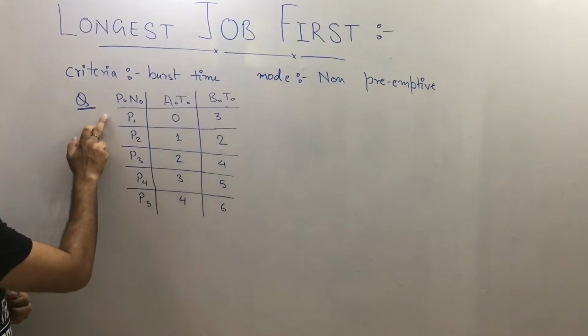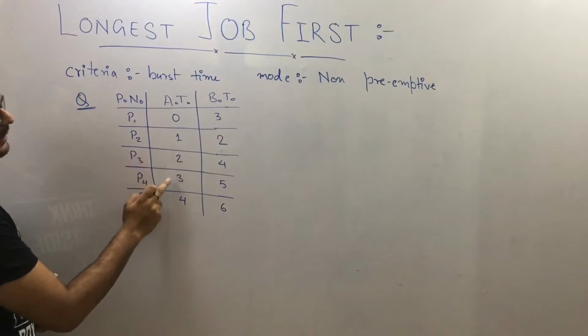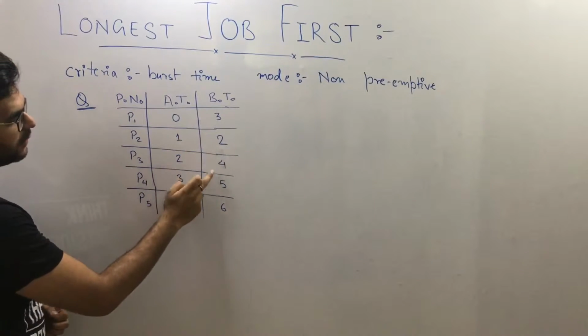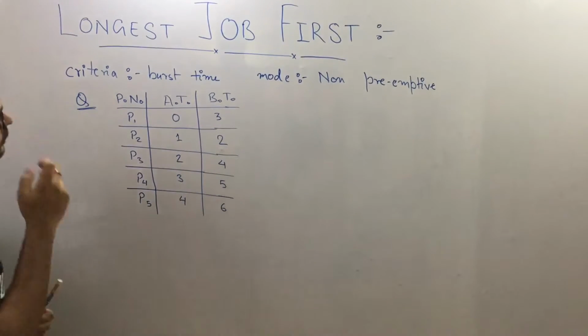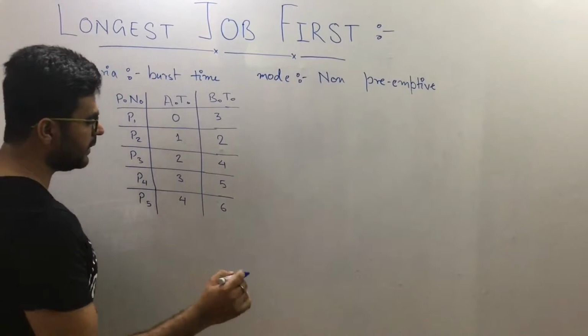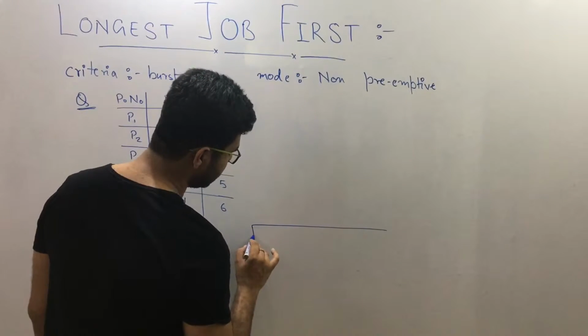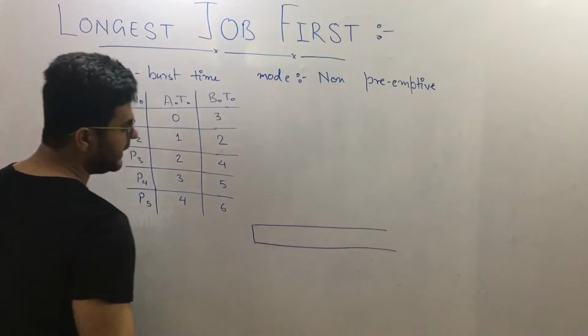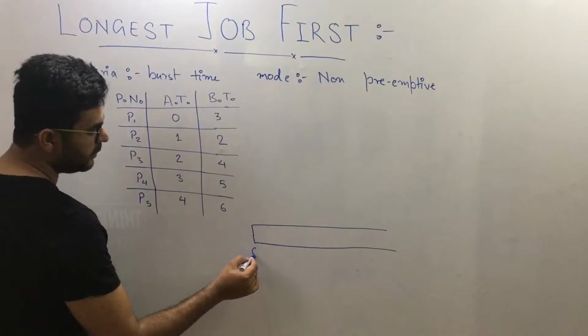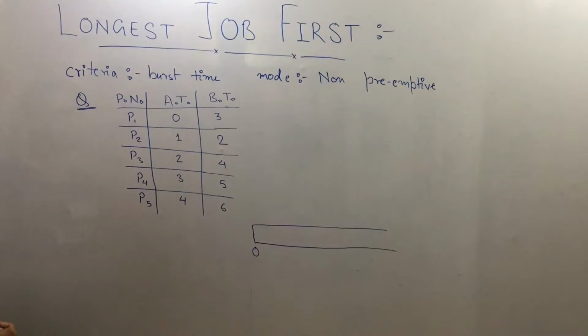In this problem there are a total of 5 processes, and with these processes their arrival time and burst time are also given. Now in order to implement the longest job first algorithm, what do you need to create? You need to create a Gantt chart. So I am writing the Gantt chart for longest job first for this problem. As all Gantt charts start with 0 units of time, in this case our Gantt chart will also start with 0 units of time.